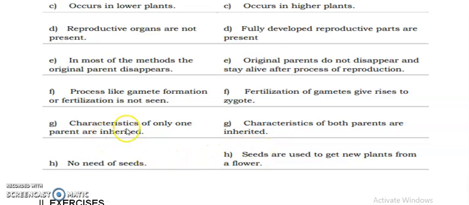For asexual reproduction, characteristics of only one parent are inherited. For sexual reproduction, characteristics of both parents are inherited. So here we can say that their baby has a face that looks somewhat the same as the husband's, and the same as the wife's. It has characteristics, so to speak.